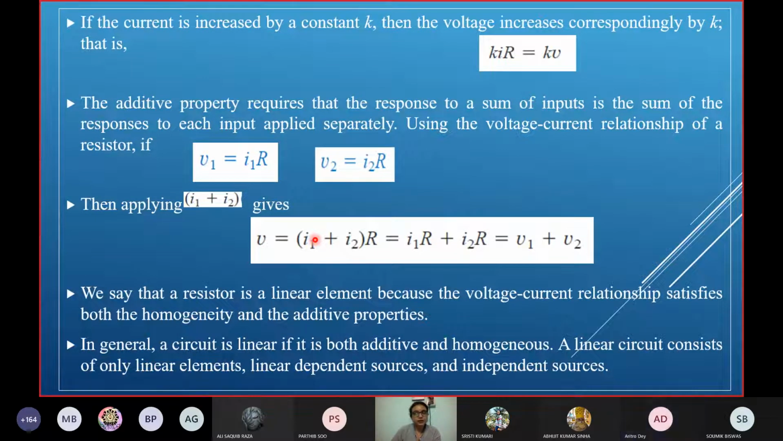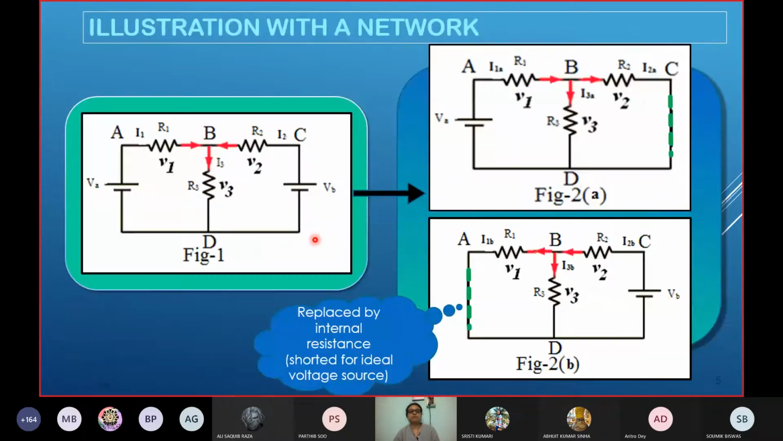If I2 is the input, then V2 will be equal to I2R. Now when the input is applied as I1 plus I2, what would be the resultant effect? That is written as V, which is nothing but V1 plus V2. So here we can say that a resistor is a linear element because the voltage-current relationship satisfies both the homogeneity and the additive properties. In general, a circuit is linear if it is both additive and homogeneous. A linear circuit consists of only linear elements, linear dependent sources and independent sources.